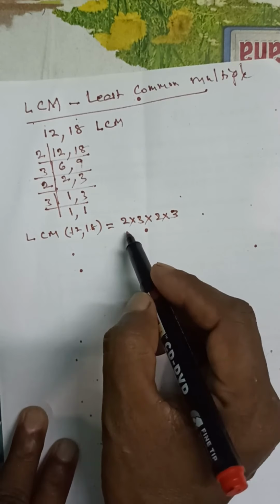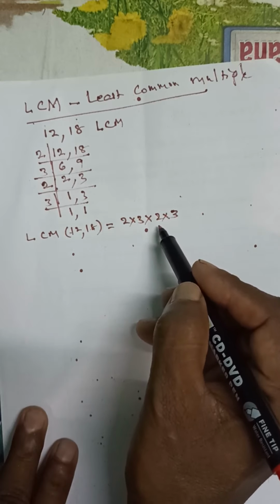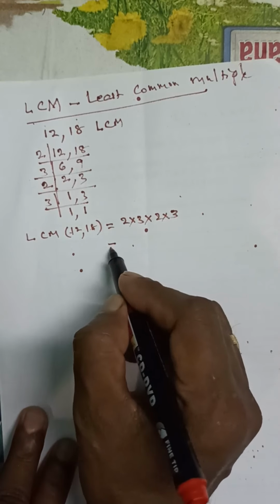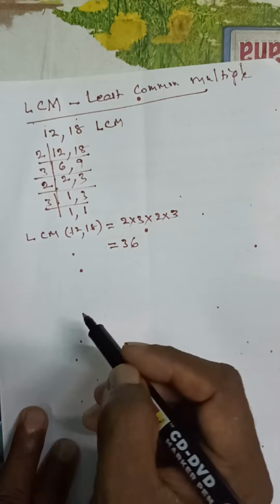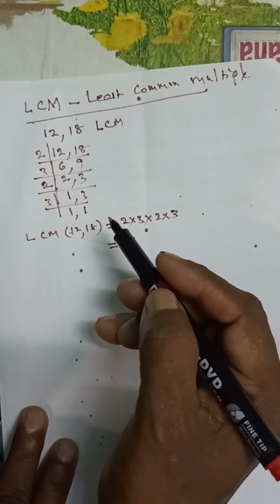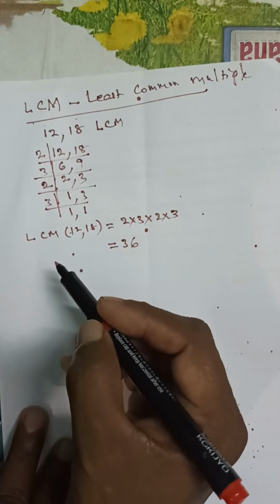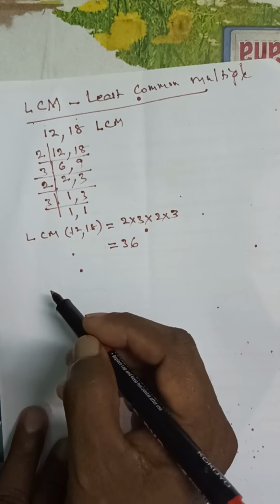So what is the LCM here? 2 threes are 6, 6 twos are 12, 12 threes are 36. So 36 is the LCM. This is how we can find the LCM of 12 and 18 by the general method.